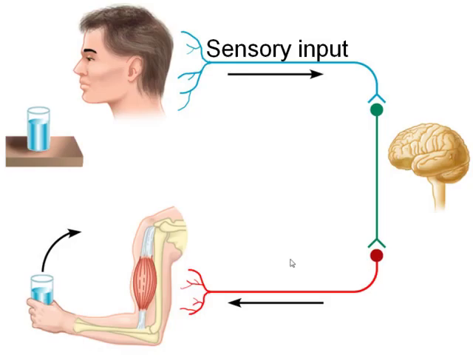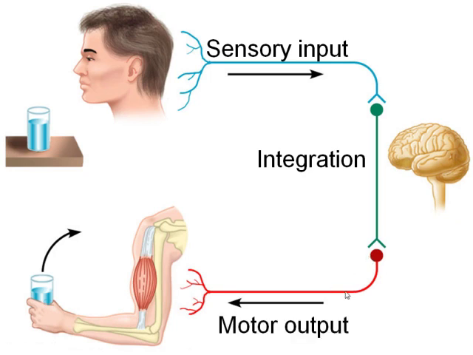For example, you see a glass of water and that sensory input is sent into your brain. Now, in your brain, you're doing some integration here. You're registering that you've seen water, you're registering that maybe your mouth feels a little dry, and you decide that it would be good to drink the water. Now you send that motor information out along some nerves to the muscles in your arm so that you pick up the glass of water and you drink it.